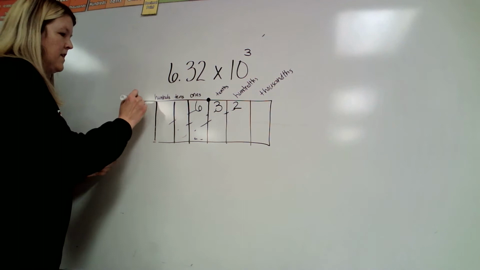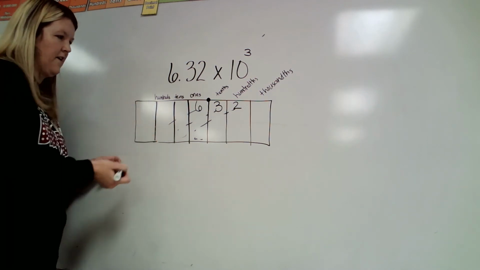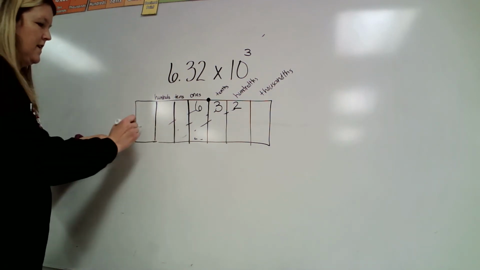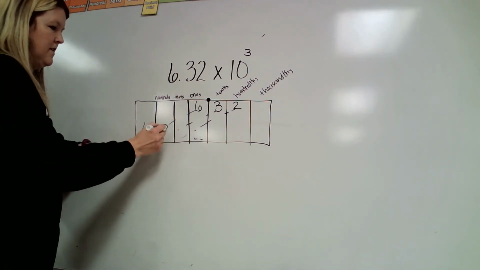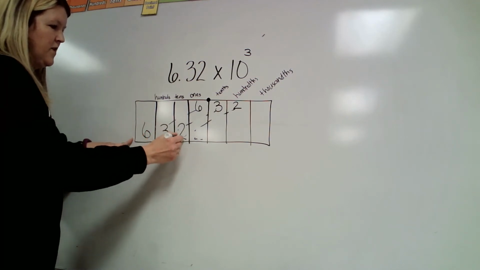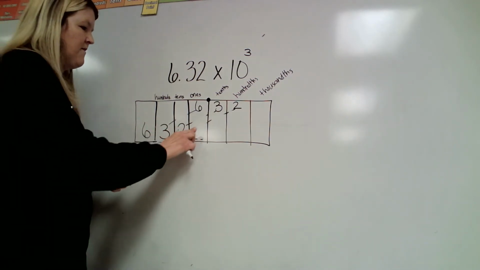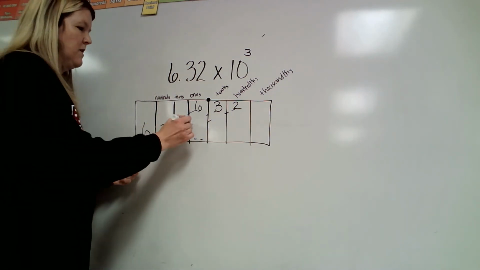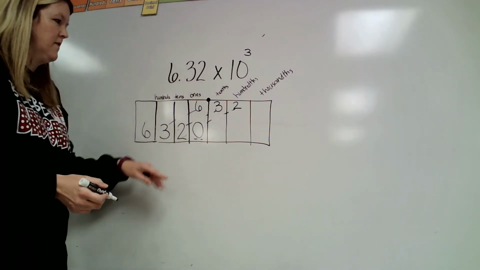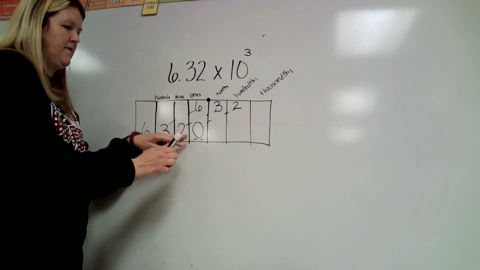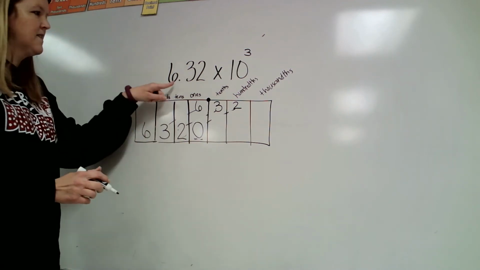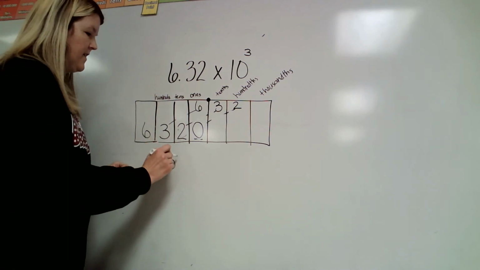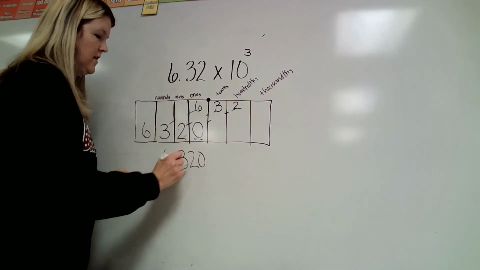So when I do that, I'm going to go ahead and extend my place value chart to the thousands. And so now instead of going over 2, I'm going over 1, 2, 3. So that puts the 6 here. That places a 3 here, a 2 here. And because we don't have anything to move over to the ones place, we do need to fill that spot. So we're going to place a 0 in the ones place. So if you've moved everything over and you have empty spots, then you're going to put a 0 there. So that means 6 and 32 hundredths times 10 to the third power is going to be 6,320.